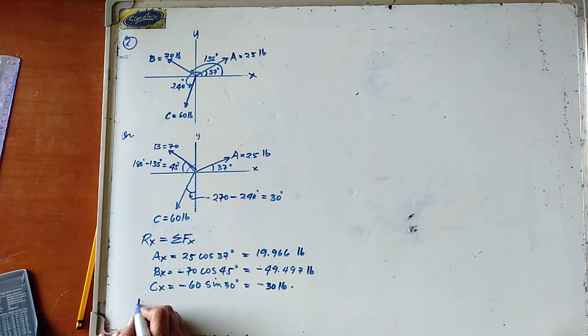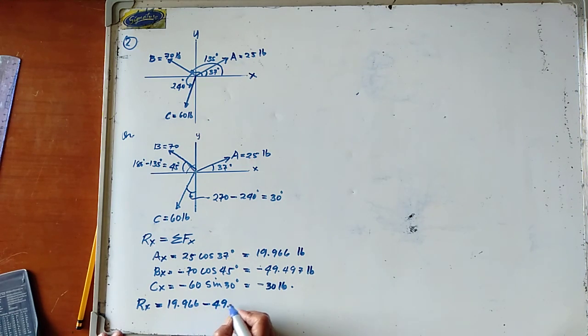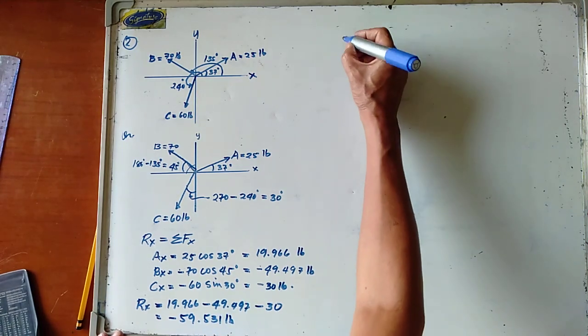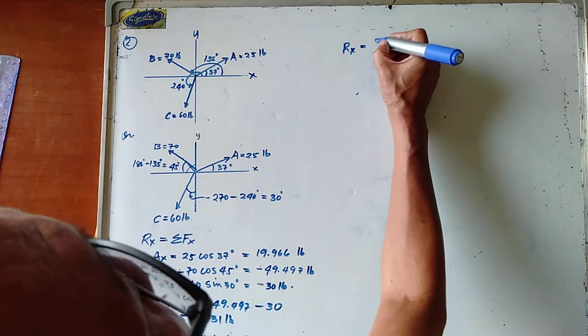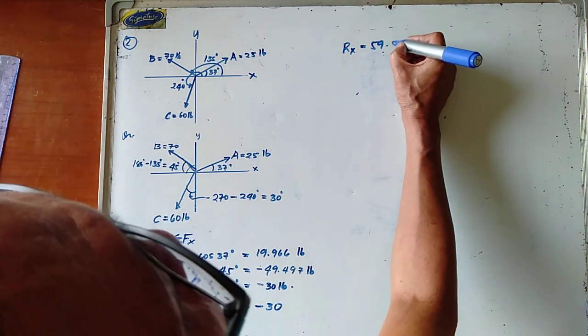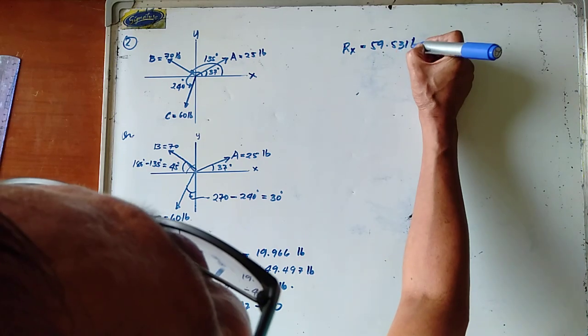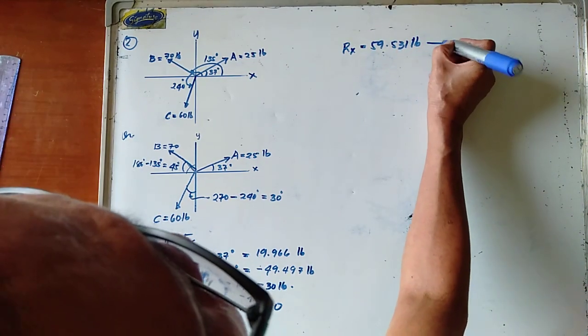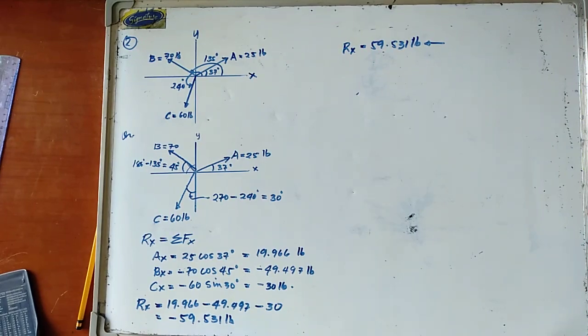So Rx is equal to 19.966 minus 49.497 minus 30, which is equal to negative 59.531 pounds. Or Rx is 59.531 pounds, and this is going to the left.